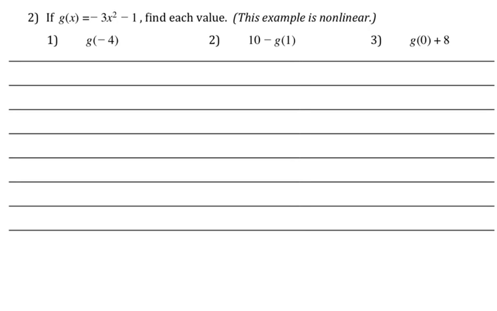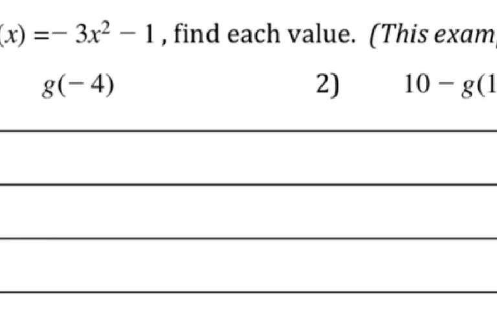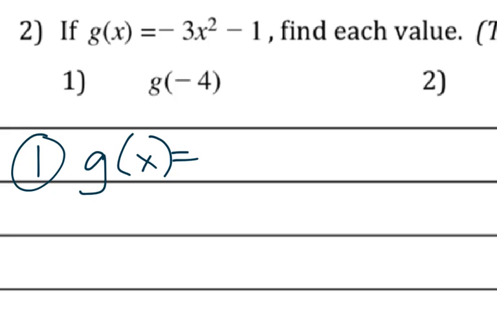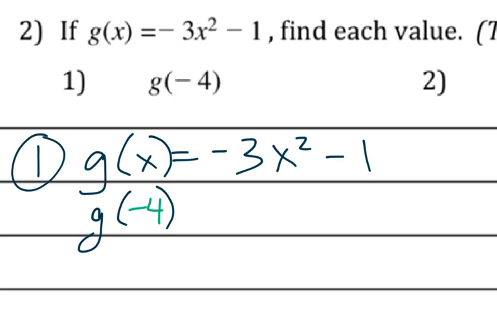We'll do a couple of these more challenging ones. So here we have g of x is negative 3x squared minus 1, and we have to find each value. And when they say find each value, well, for number 1, we would rewrite g of x equals negative 3x squared minus 1. I made a rushing mistake there, I forgot to close the parentheses. When it says find each value, they're telling us to find the value of g when x is negative 4. So I'll make this green so that it stands out as what my input is.